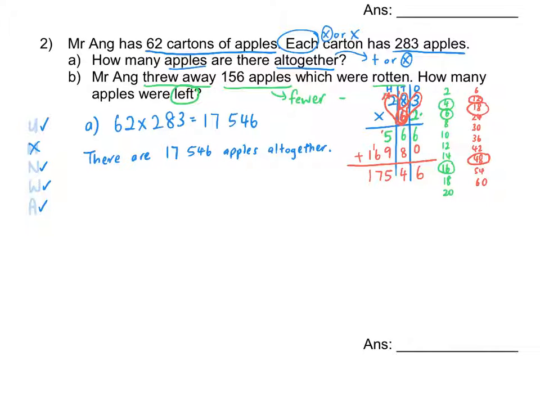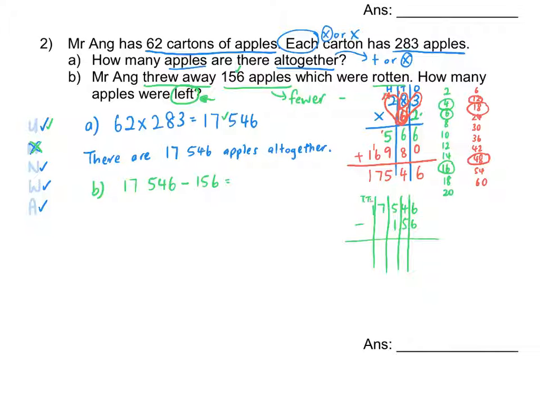We take the total number of apples now, minus away the number of apples that Mr. Ang threw away. That will give us the number of apples left. Okay, so underlining done, model not necessary. Let's write the number equation. We take the number of apples now minus the apples that were thrown away. Okay, so remember to write it separately. Minus 156. Work out the answer.